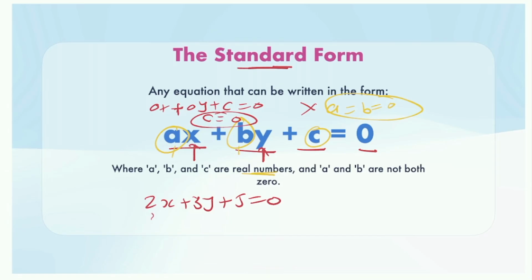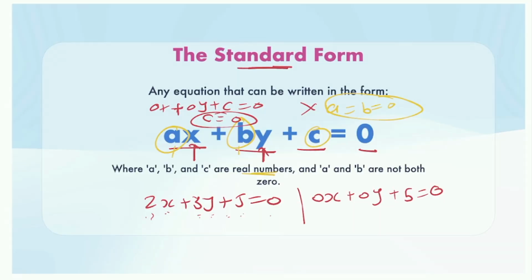You can see here 2x means ax, 3y means by, plus 5 means plus c equal to 0, right? You have to learn to identify the values of a, b and c from the equations also. Now what if I put the coefficient of x equal to 0, plus the coefficient of y equal to 0, plus a constant term, let's say 5, equal to 0?